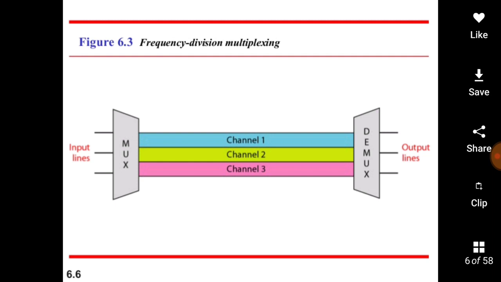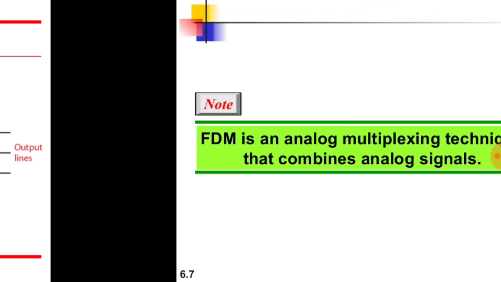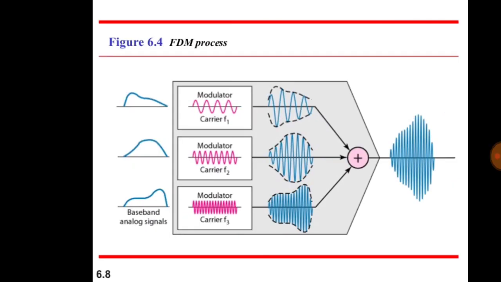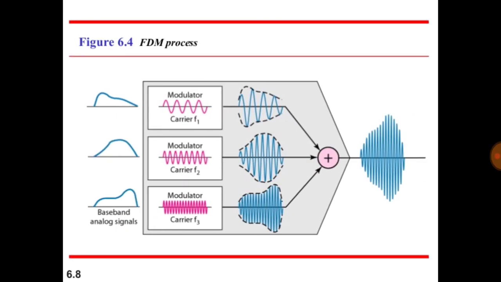If I assign different frequencies, I can easily transmit through the multiplexing, and at the same time I can easily demultiplex at the receiver side. That is the secret of frequency division multiplexing. Here I will explain how I assign different carrier frequencies to each and every message. Here I have 3 carrier signals. The first one is F1.